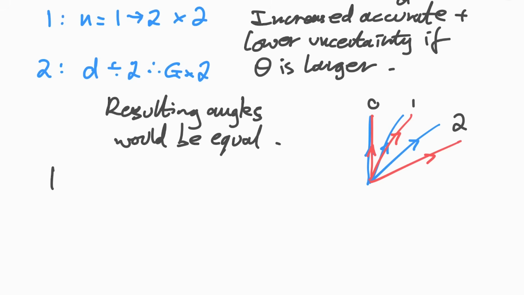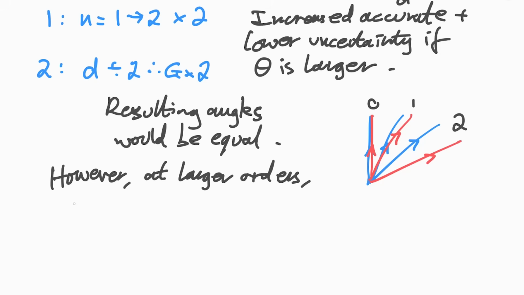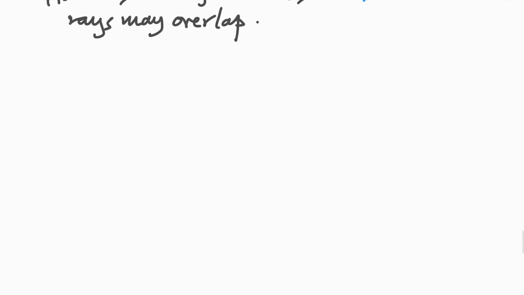So, however, at larger orders, we could say rays may overlap. It's not going to happen because the grating is so small that they're going to be far apart. I think that's a stupid mark. I guarantee that like 1% of people would have got that, if that. Silly question. Not a silly question, just the silly 3rd mark there.